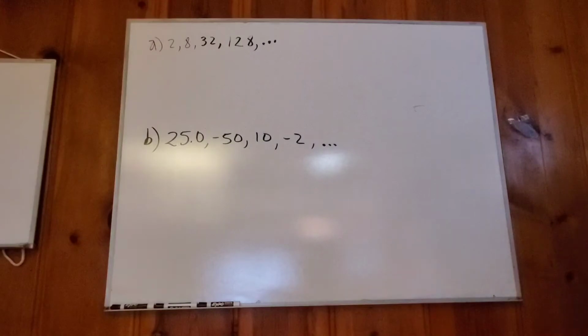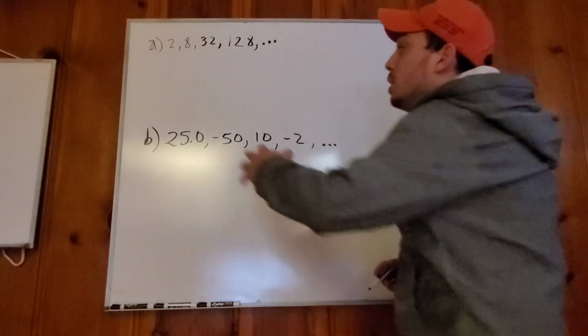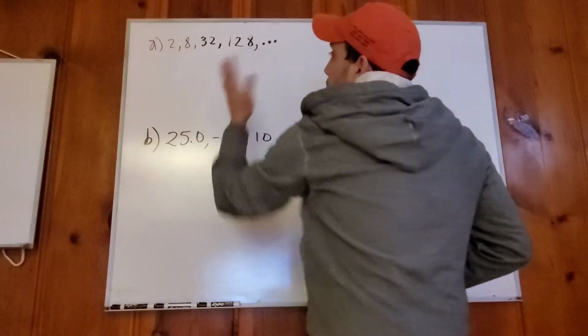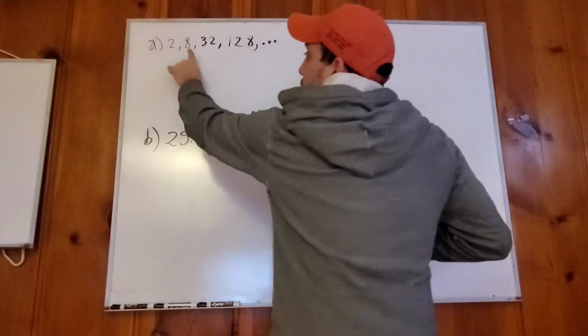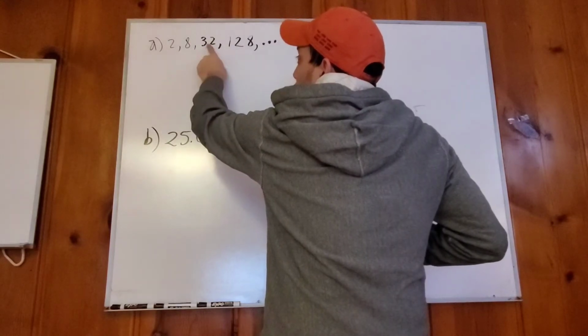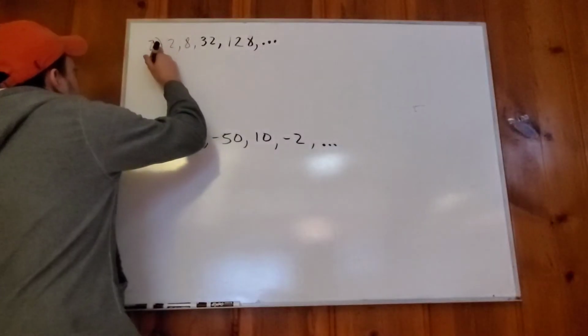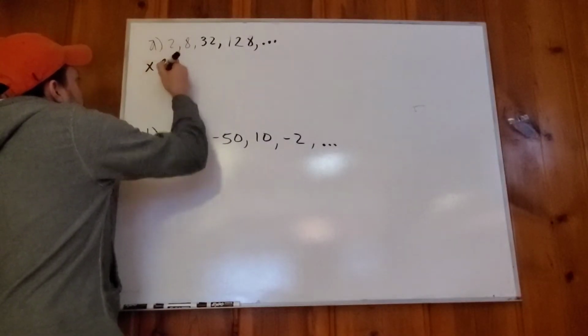Example 2 has 2 parts again, and so it says find the next 4 terms. So we have the first 4 terms here, and we have to find the common ratio. If we divide 8 divided by 2, it's going to be 4. 32 divided by 8 is 4. 128 divided by 32 is going to be 4. So the common ratio is 4.